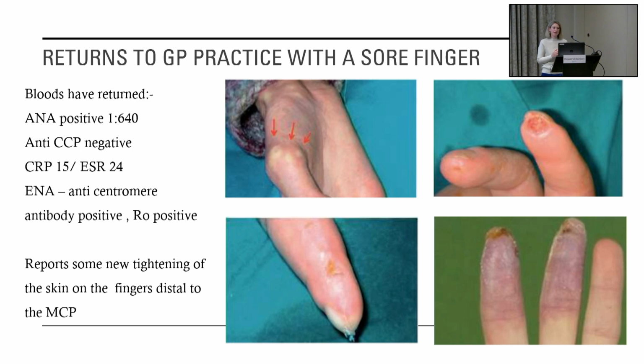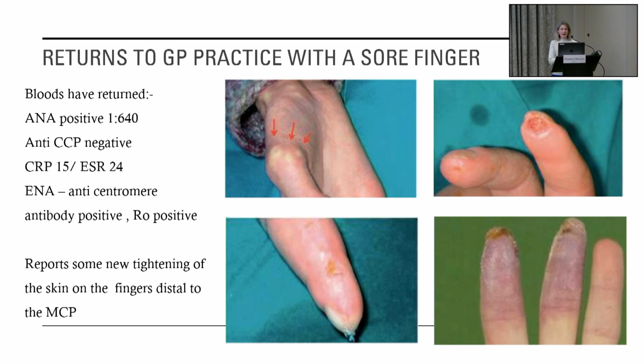So this lady's bloods have returned, and she's positive ANA, and she's anti-centromere antibody positive, which you see with systemic sclerosis. And she also reports some tightening of her fingers, and she's got a really sore finger. So this is just some images of digital ulcers, which I took from some patients over the last year or so. They tend to be extremely painful. There isn't always a history of trauma, and they may well have underlying calcinosis underneath them. And because of the tight skin, it makes it more likely that the skin can rupture.